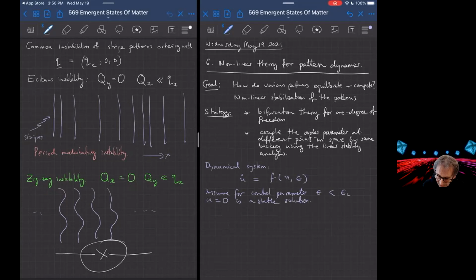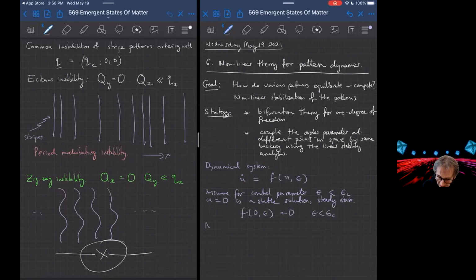Okay, so that tells us then it's a stable solution and a steady state. So what we know then is that f of 0 and epsilon is equal to 0 for epsilon less than the critical value. Now, what we're interested in is expanding near the critical point to try to understand the behavior as we go through epsilon c.